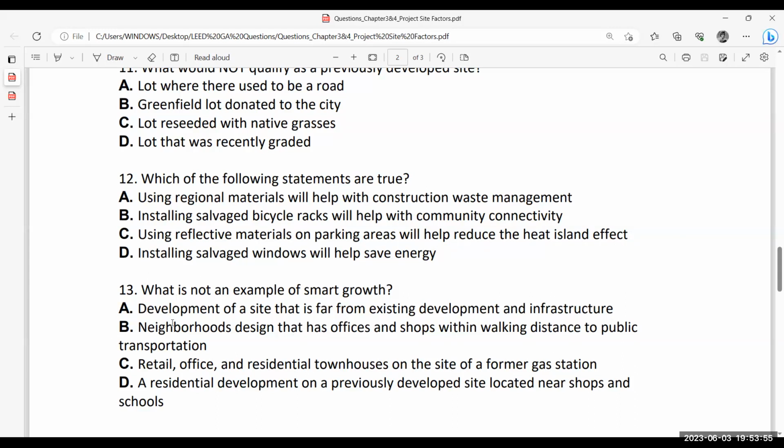13th one, what is not an example of smart growth? A, development of a site that is far from existing development and infrastructure. B, neighborhood design that has offices and shops within walking distance to public transportation. C, retail, office, and residential townhouses on the site of a former gas station. D, a residential development on a previously developed site located near shops and schools.